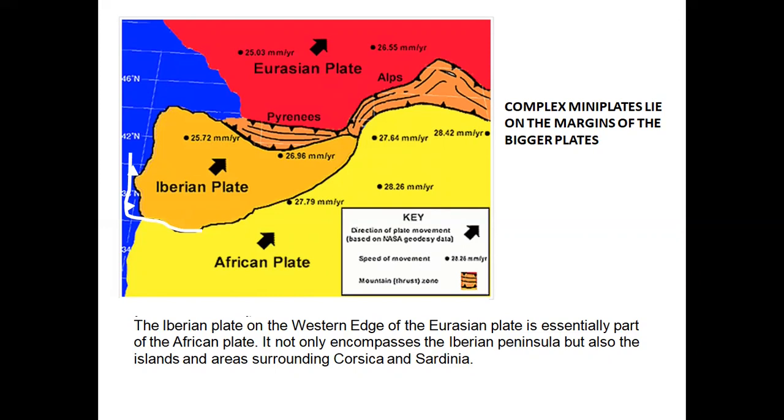So we'll need to discuss this in more detail at a later time. And this is just an indication that complex mini plates lie on the margins of bigger plates, and that you get zones of significant deformation, which make it difficult at any time to define exactly what is and what was in past time plate boundary.